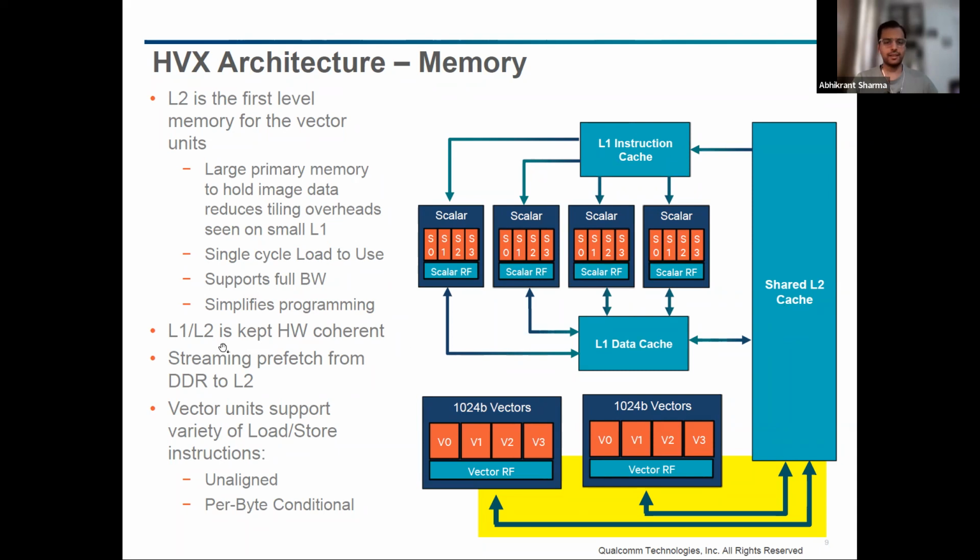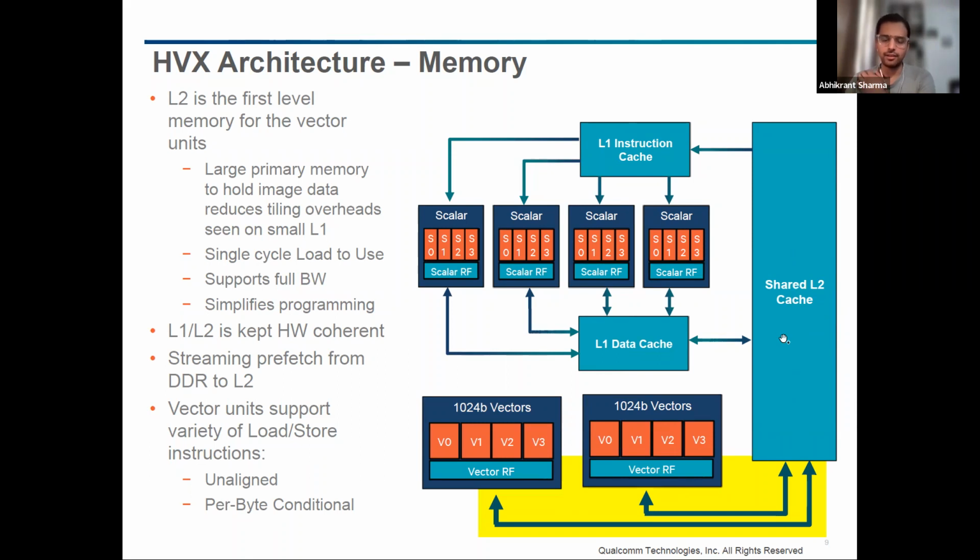One more interesting thing about the architecture is that the L1 and L2 caches are kept hardware coherent. What this basically means is that there is no need to do cache flush and invalidation kind of operations, which need to be done in some of the architectures. Let's say you need some data to be available in the L2 cache, you perform prefetching of that data and store it in the L2 cache. Now, once the register is done using that data, it needs to flush that data out from the L2 cache.